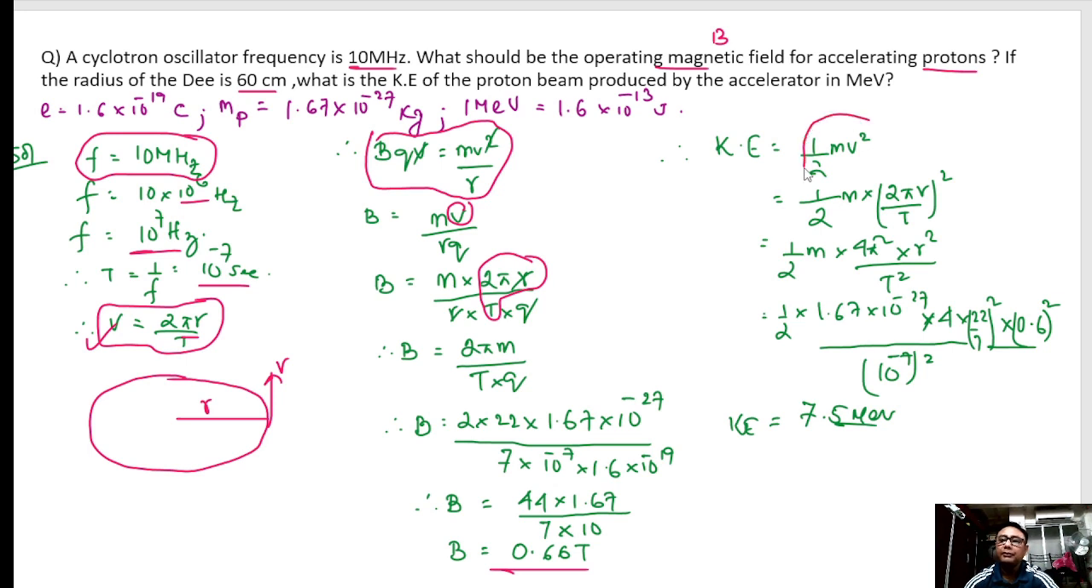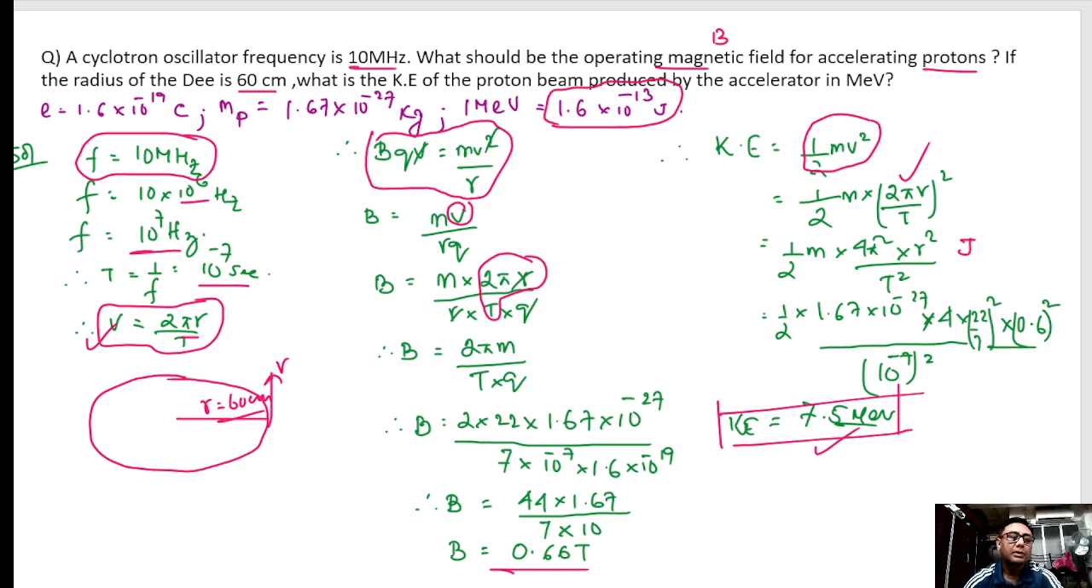And now kinetic energy is half mv square. This is the value of V. Radius and everything is given to us. The radius of the path is 60 centimeter. We are able to calculate the kinetic energy of the particle. Clear? First we will calculate this in joules, then we will divide it by 1.6 times 10 to the power minus 13 to get it in million electron volts.